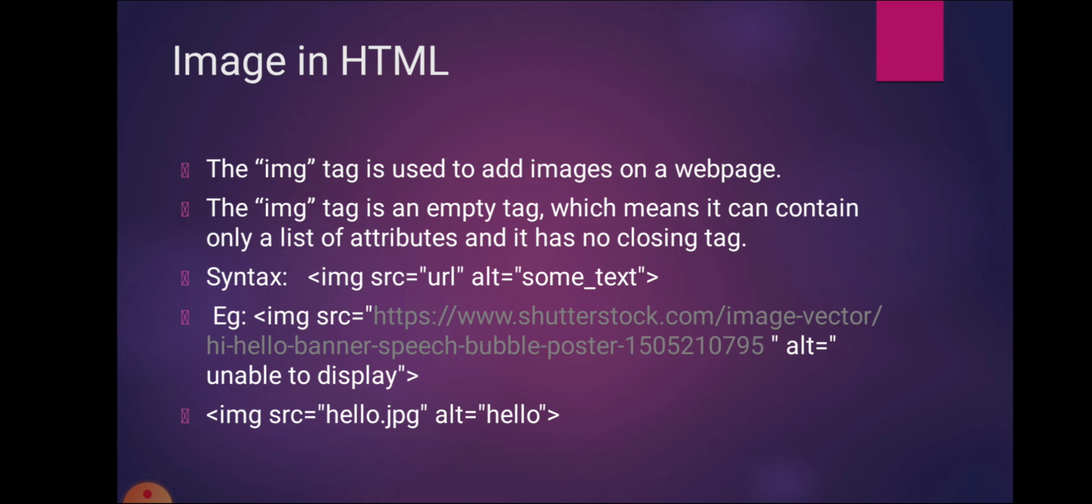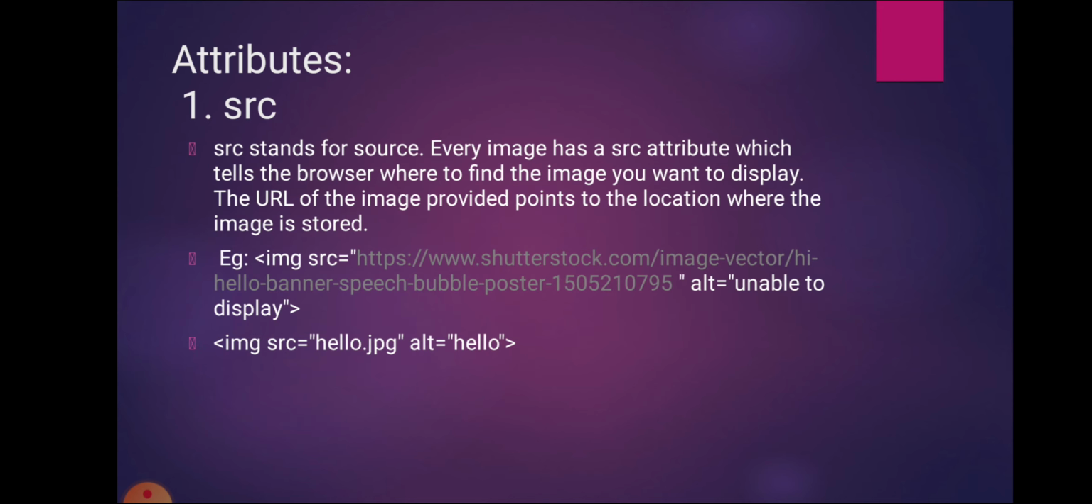The second example is img src is equal to, in double quotes, hello.jpg. Alt is equal to hello, means suppose hello.jpg is not found, then the word hello is displayed in the place of that image.